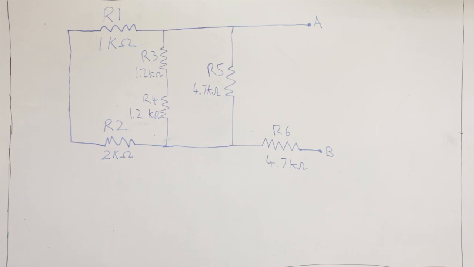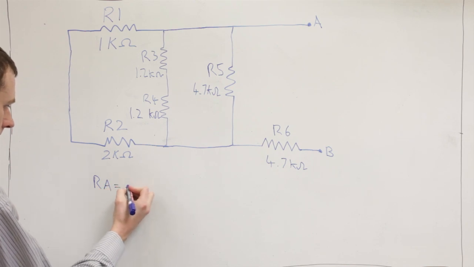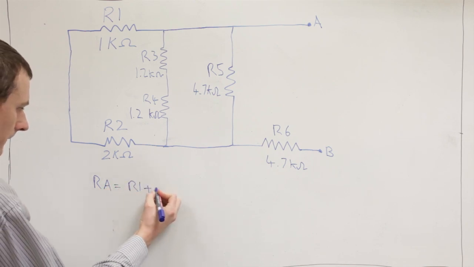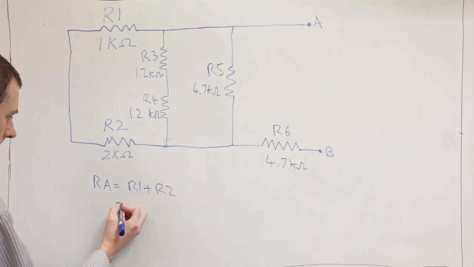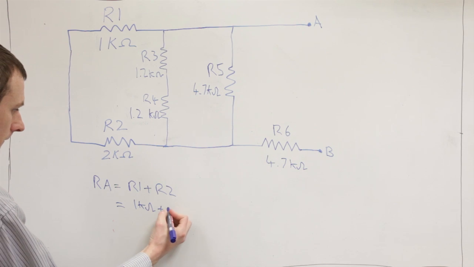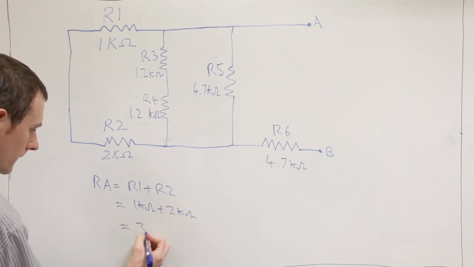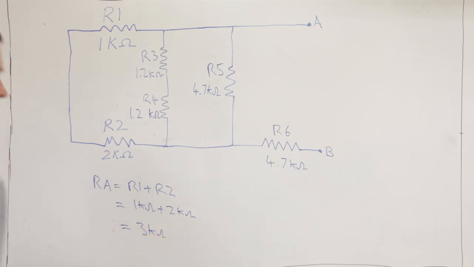So the first thing we can do is add resistors R1 and R2 as they're in series. So RA equals 3 kilo ohms. So now I'm going to rub out R1 and R2 and replace them with a 3 kilo ohm resistor.